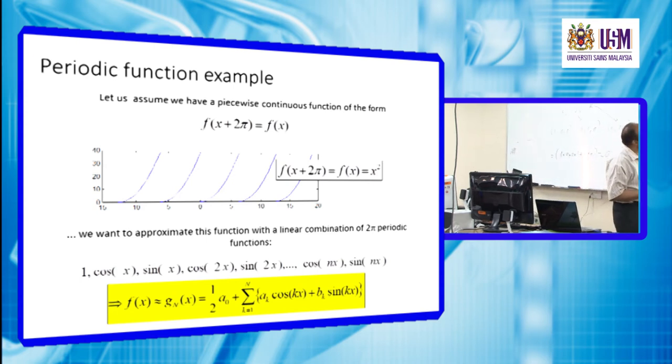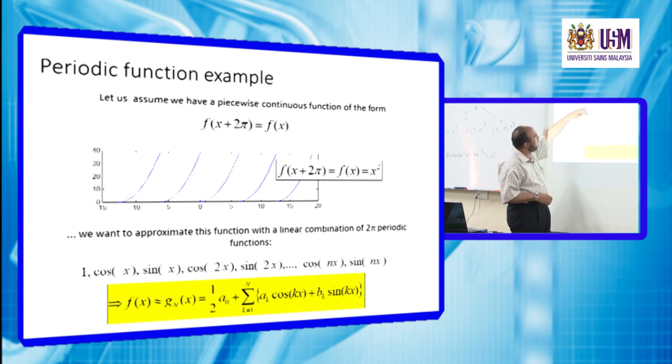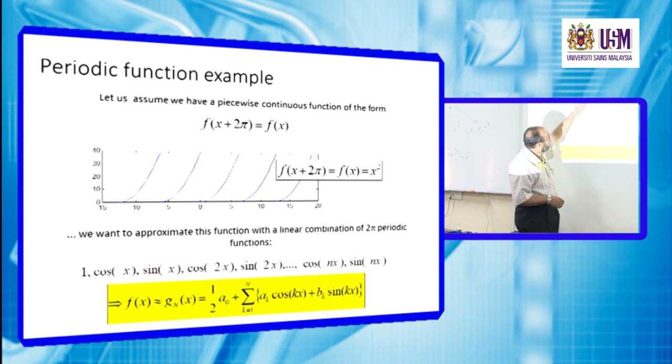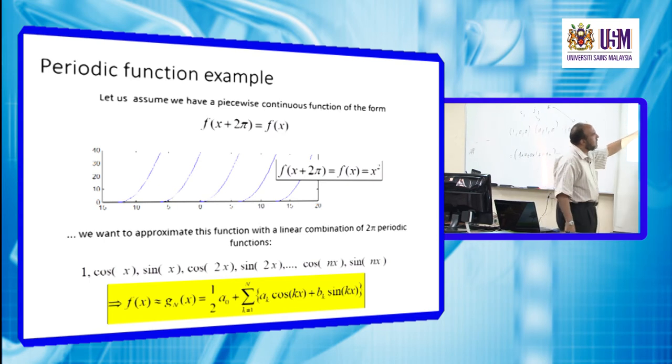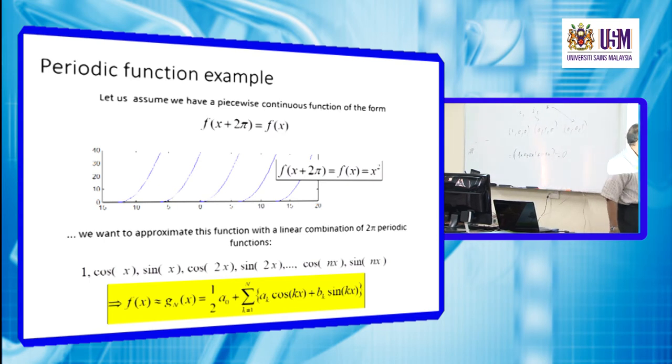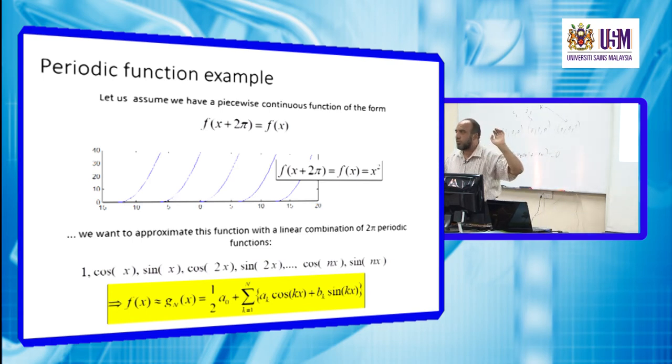So this function f(x + 2π) is defined by these sub-functions from, say, minus 12 to minus 6, and from minus 6 to, and so on. So these are the piecewise functions we are speaking about. And as you see, this function repeats itself at certain intervals. Do you have any objection? Repeats or not? Repeats? Okay.